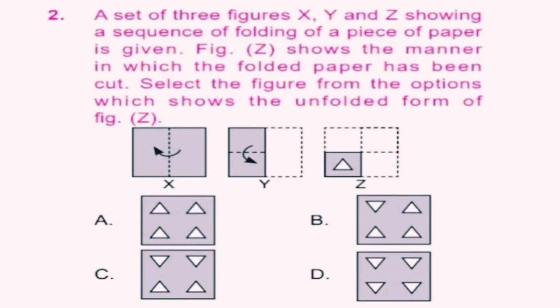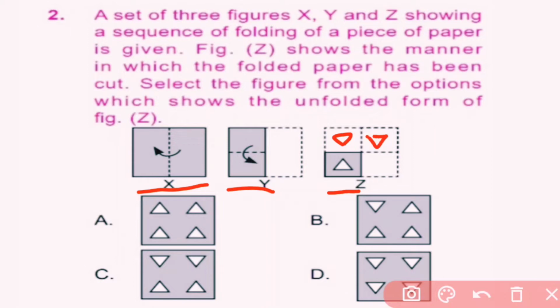Question number 2. A set of 3 figures X, Y and Z showing a sequence of folding of piece of paper is given. If Z shows the manner in which the folded paper has been cut, select the figure from the option which show the unfolded form of figure. So here Z is showing folded figure. If paper unfolded like this, then the figure will be like this, and if the paper is unfolded like this, then the figure will be like this. So here C is correct answer.